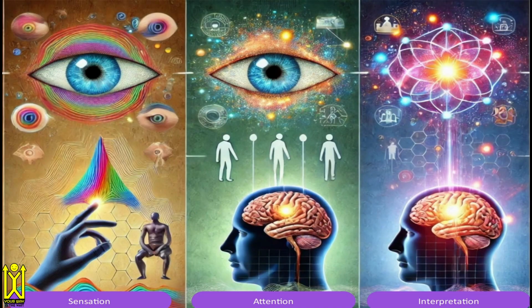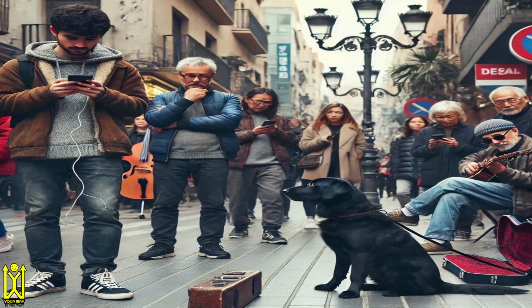For you to understand this, we need to break it down into 3 steps. Step 1, sensation. Step 2, attention. And step 3, interpretation. Step 1, sensation. This is when your senses pick up raw information from the environment. Please note that it will not pick up all the information in that environment at all times. For example, in this picture, how many people saw the dog?